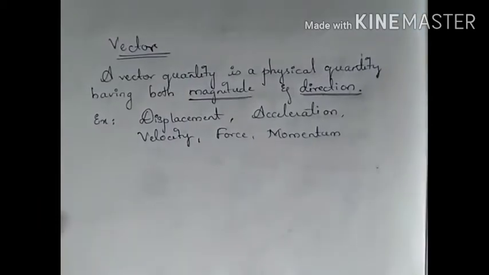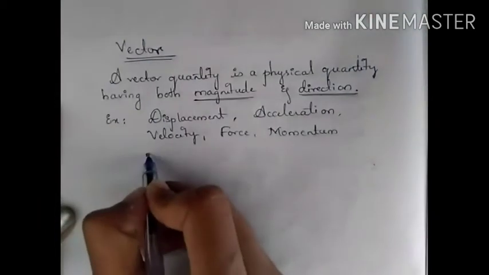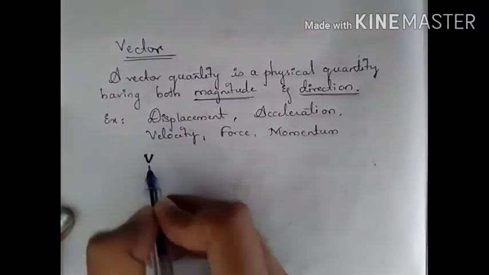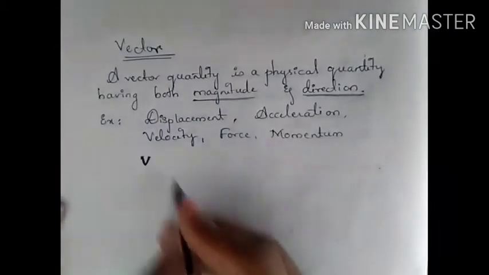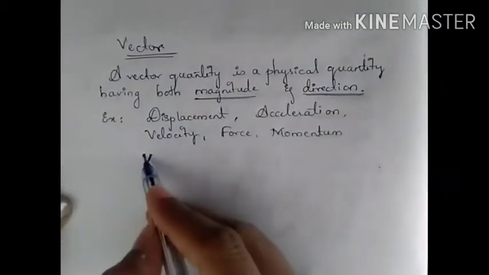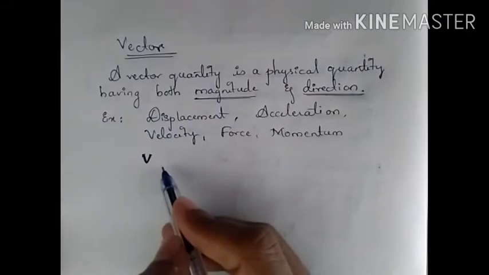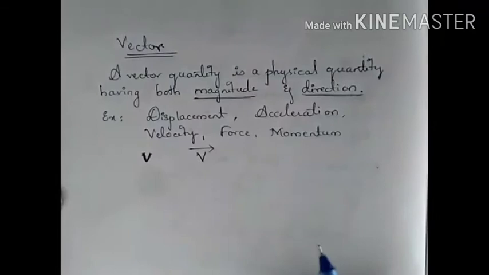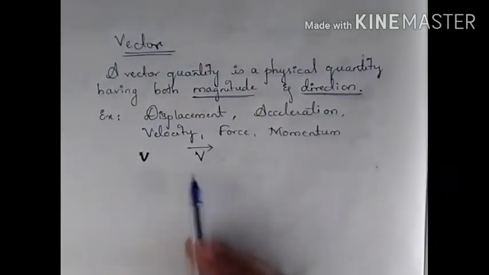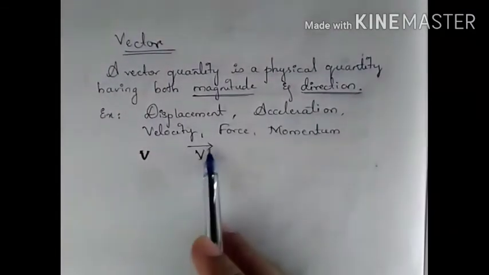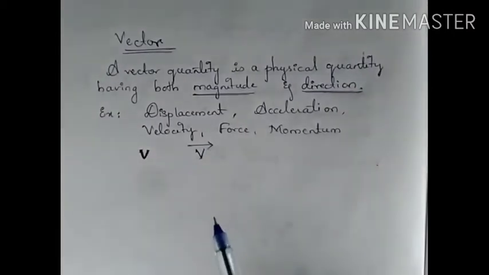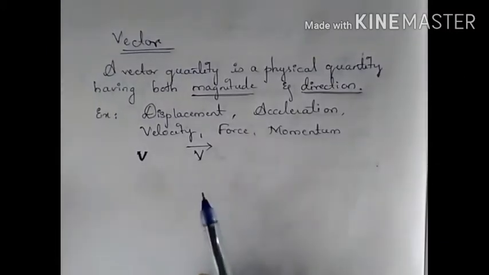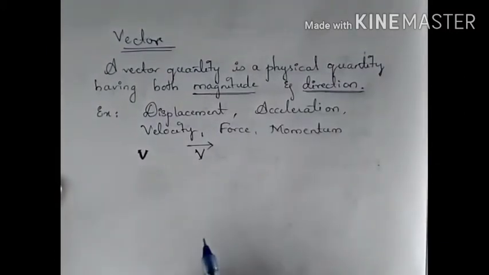In a textbook, vectors are denoted by bold letters. For example, V for velocity is denoted in bold letters. In handwritten work, we cannot always write bold letters to denote vectors. We can also denote a vector with a simple arrow mark on its symbol. If you put an arrow mark on a physical quantity symbol, then that represents a vector quantity.